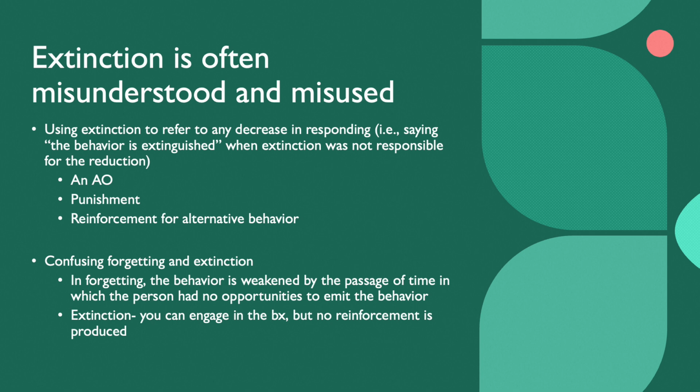Okay. Sometimes also people will confuse extinction and forgetting. In both of these, in both extinction and forgetting, the behavior reduces. But like I've mentioned, with extinction, you can engage in the behavior, you just don't contact reinforcement. Whereas with forgetting, you don't even have the opportunity to engage in the behavior. So with forgetting, really what happens is the passage of time plays a role in weakening the behavior. So because you don't have the opportunity to engage in the behavior, you basically forget, and that behavior is weakened over time.